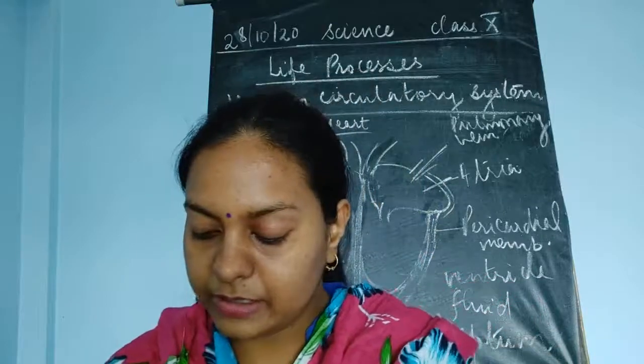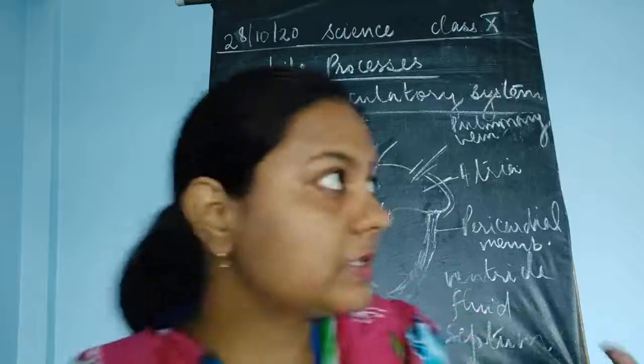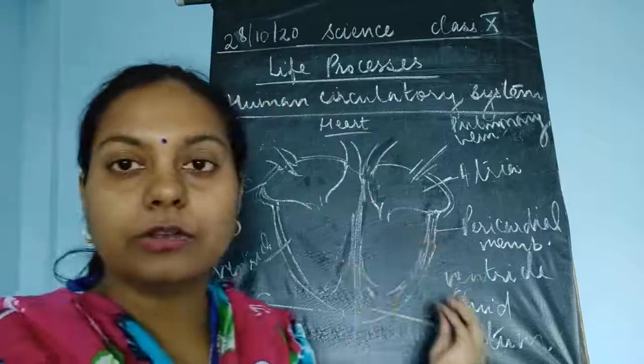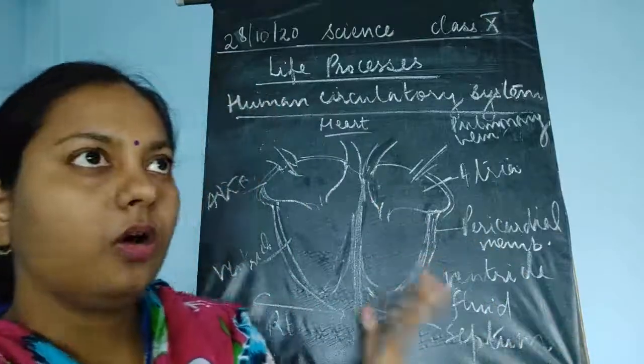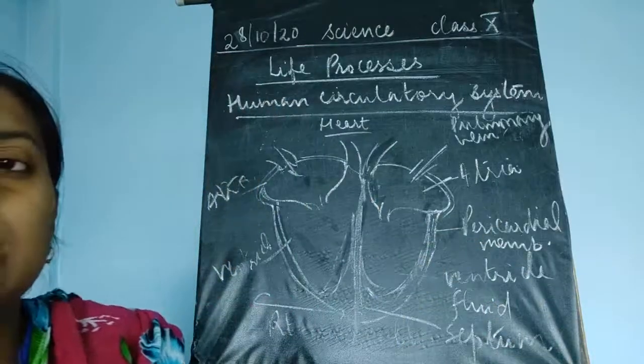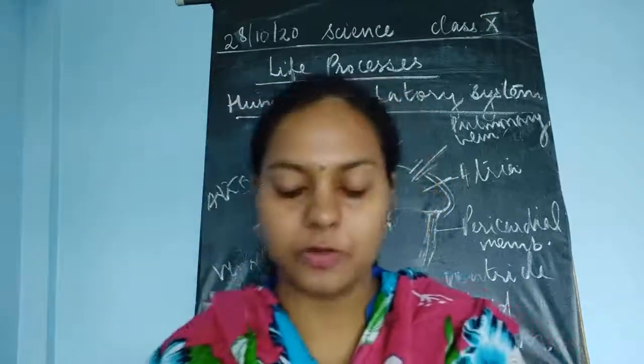This is because the ventricles are going to contract. So this is the main pumping organ. These ventricles are going to contract and send the blood to all the parts of the body. How it is being done, I'll be telling you in the mechanism of blood circulation.